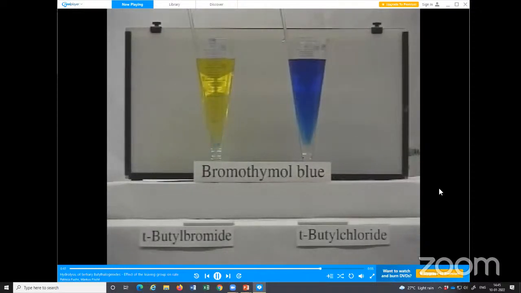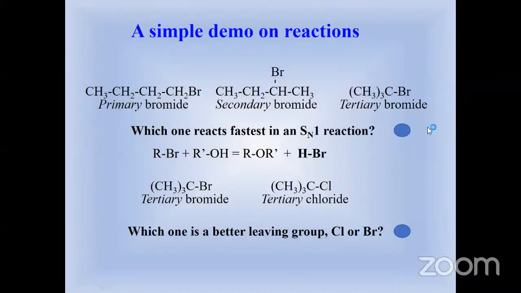And now you see tertiary butyl bromide reacted. It produced acid, which changed the color of the indicator, whereas the t-butyl chloride, which has a poorer leaving group, did not undergo the reaction, at least in the time period of the experiment, clearly showing that bromide reacts faster than chloride.